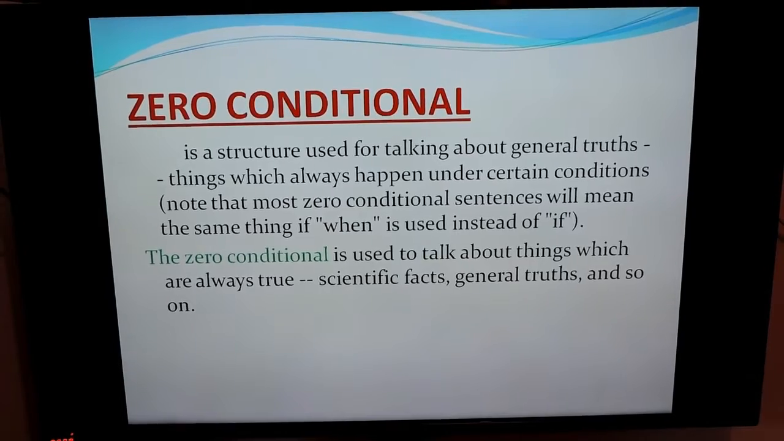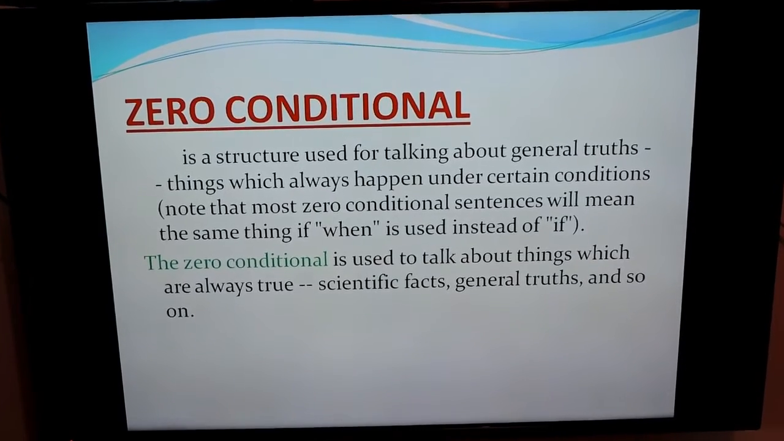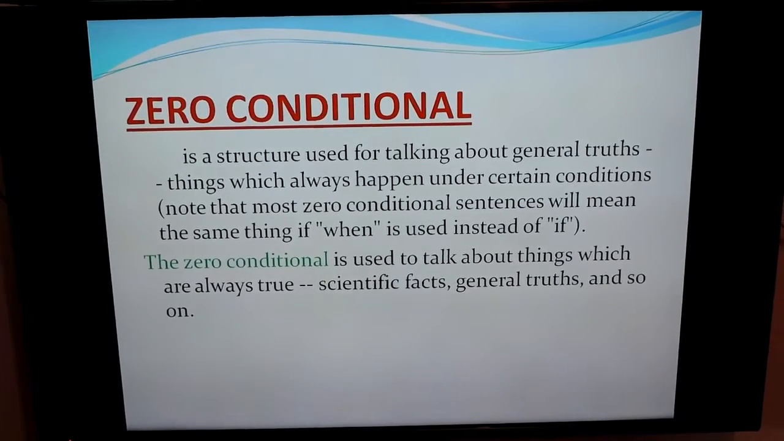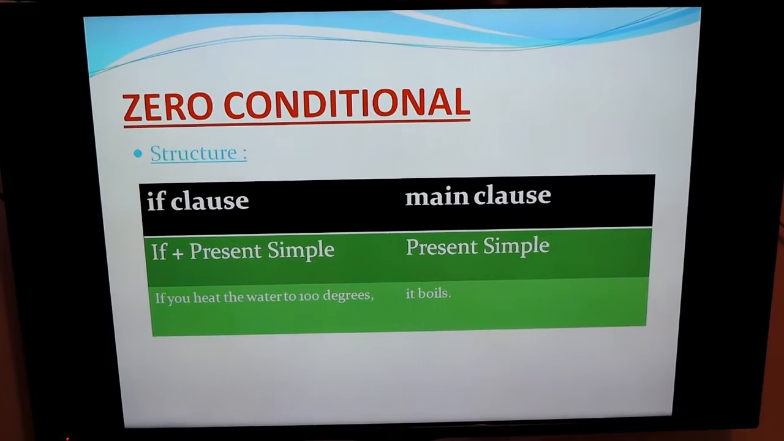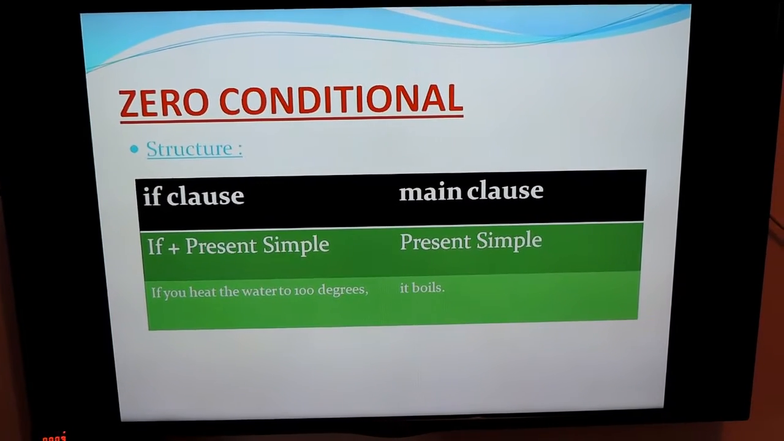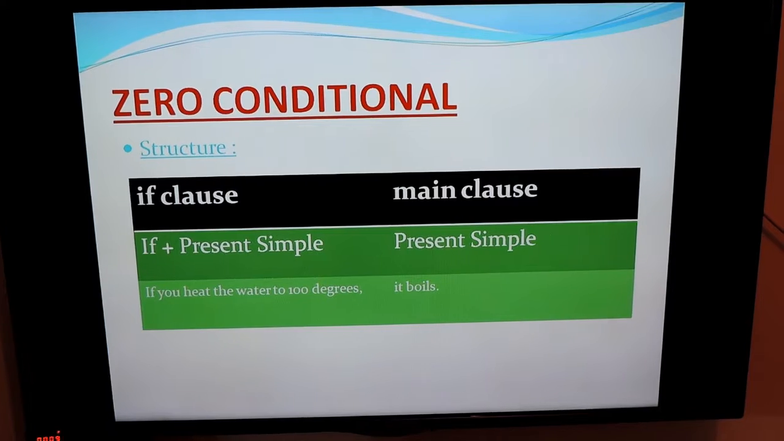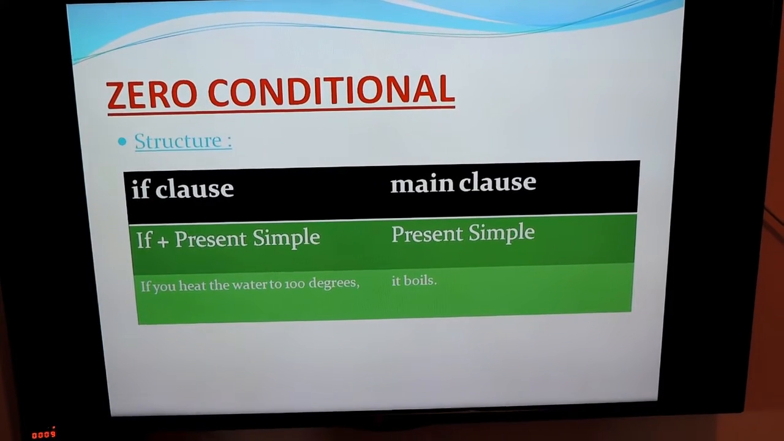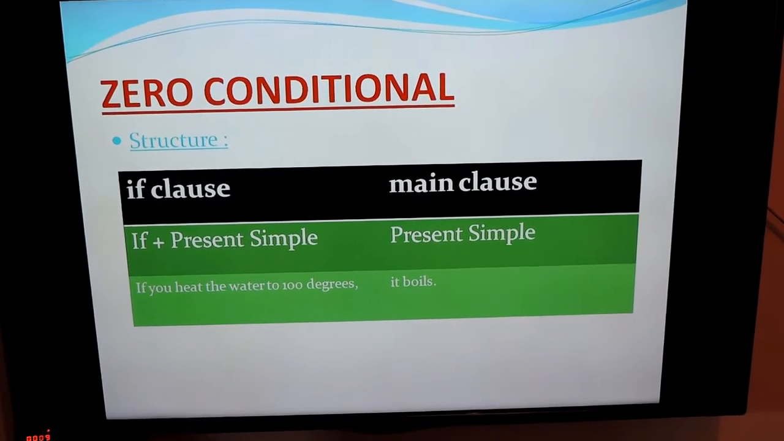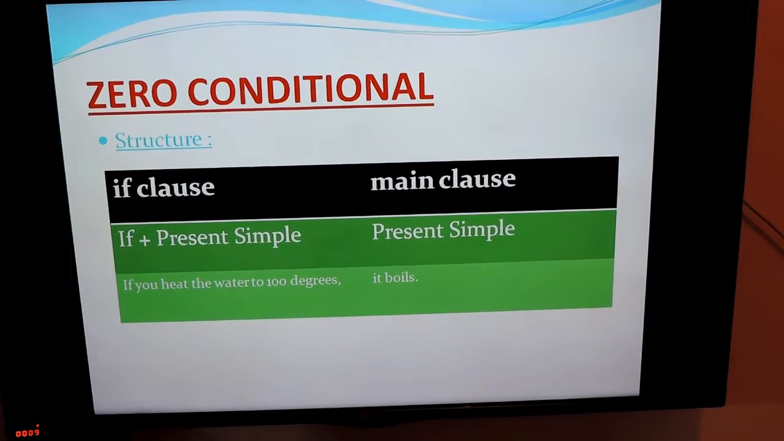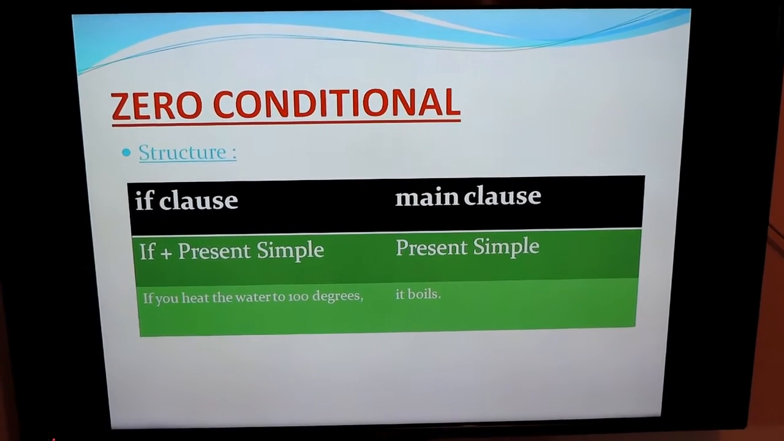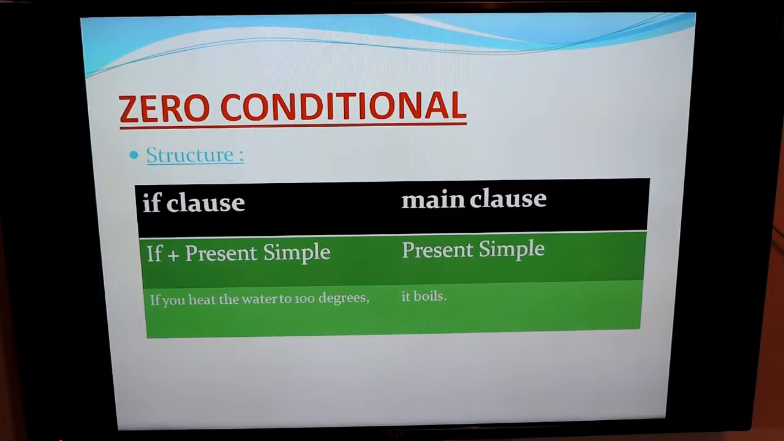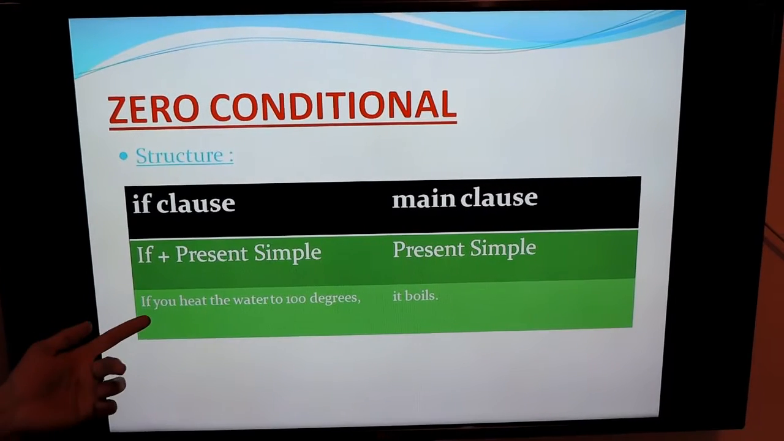Of course, we have many examples. Here we are going to see the structure of the zero conditional. As you can see, we have the if clause and the main clause. The if clause contains if plus the simple present tense in the zero conditional. The second part, the main clause, has the same tense, the present simple.